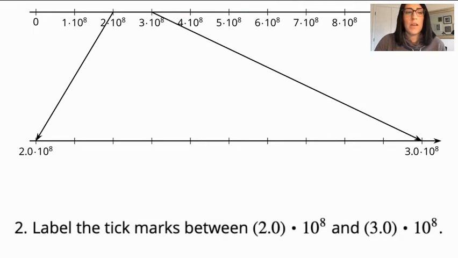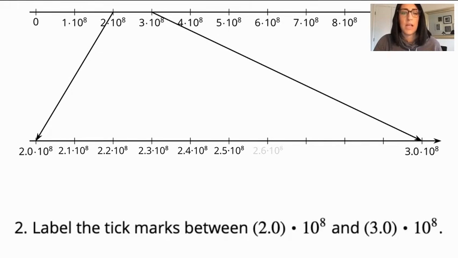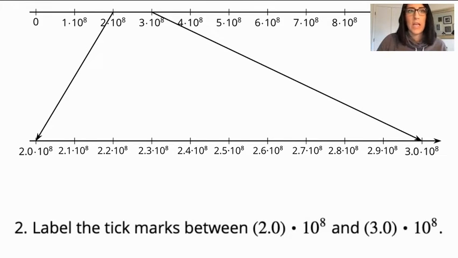On the number line, we then see that it is subdivided because we're really looking at the values between 2 times 10 to the 8th and 3 times 10 to the 8th. So we would label those tick marks as such. Now we're looking at 2.1 times 10 to the 8th, 2.2 times 10 to the 8th, and so forth. Okay, so we're subdividing. We're kind of zooming in on the values between 2 times 10 to the 8th and 3 times 10 to the 8th.